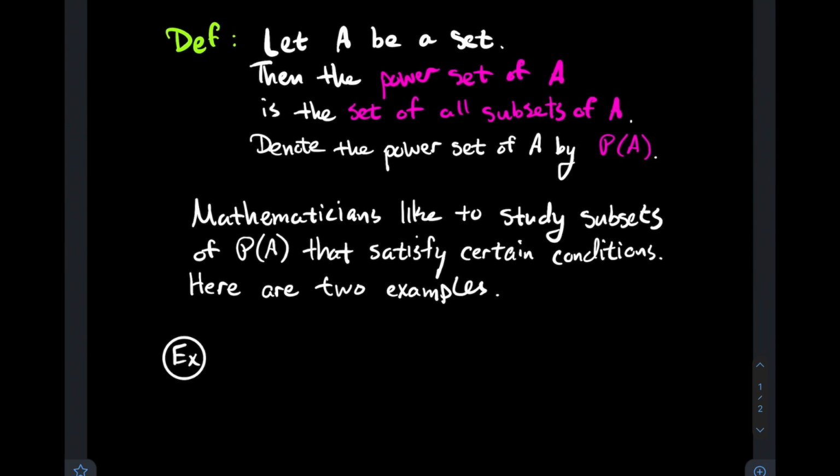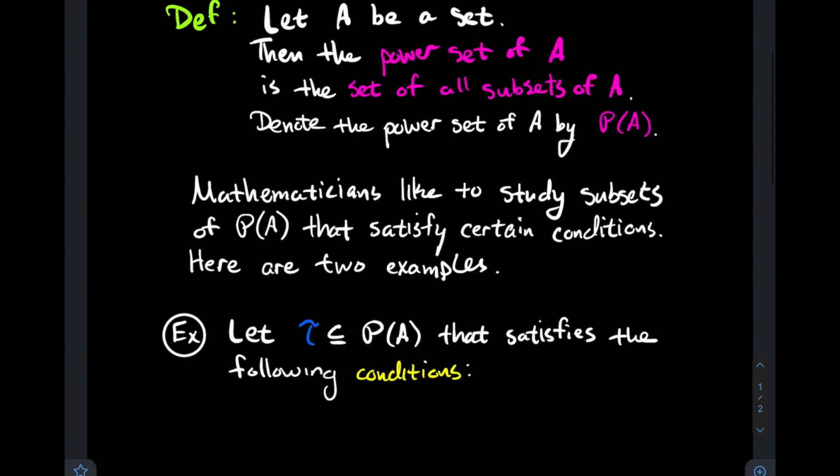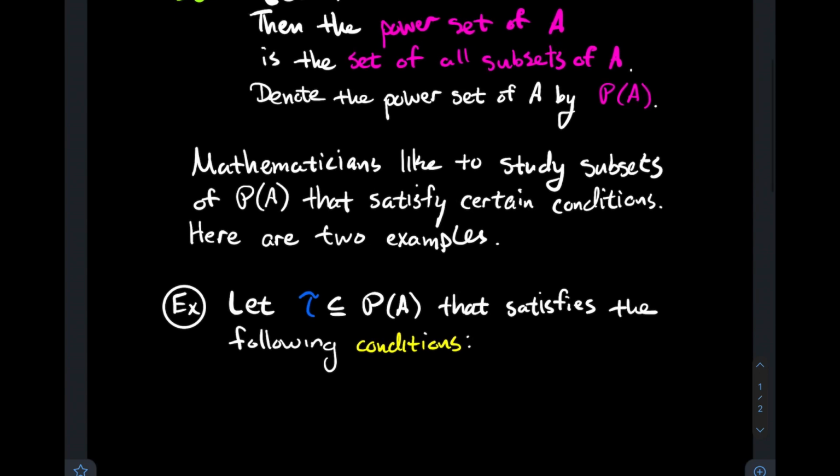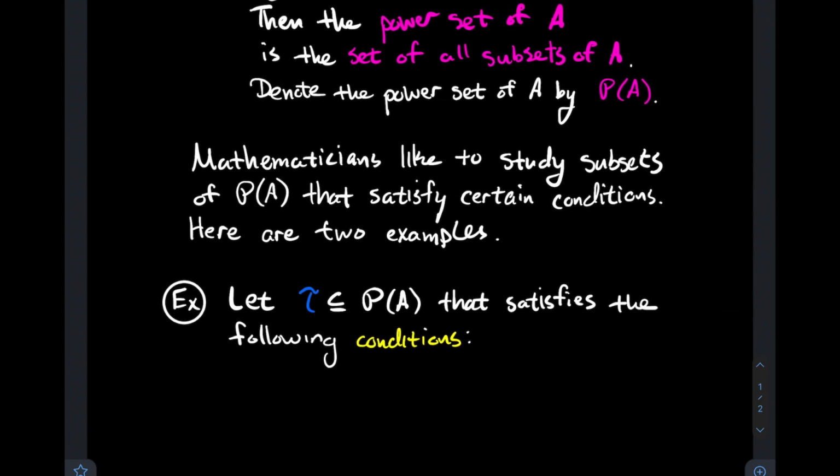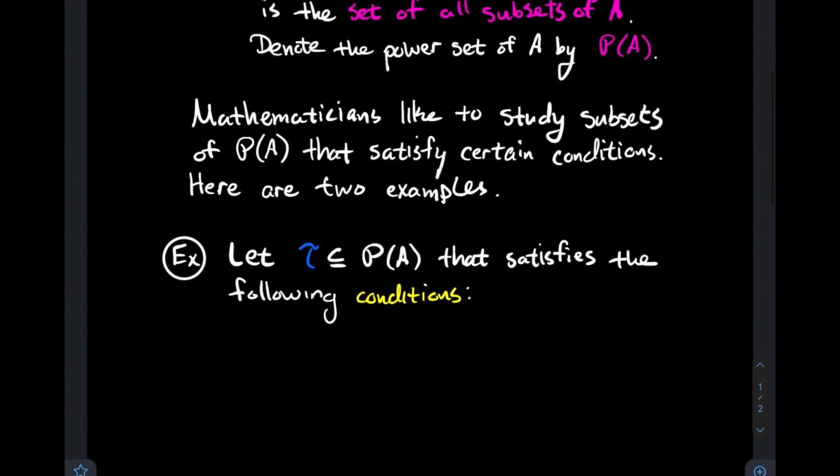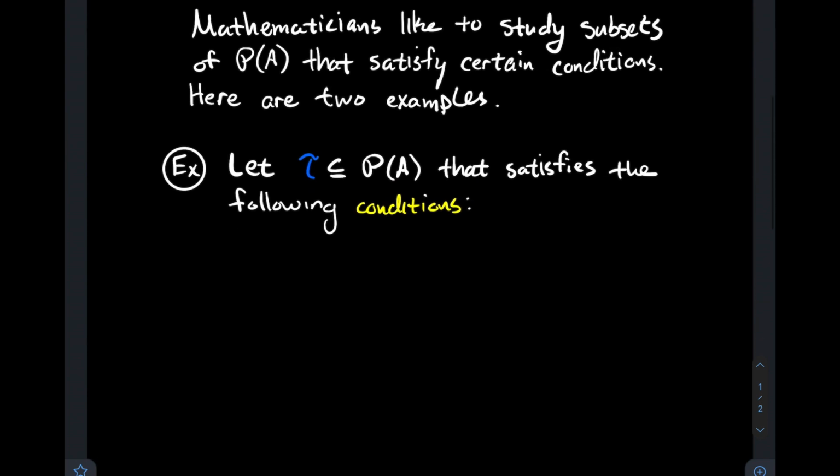The first example that we've got here: let fancy T be a subset of the power set of A. So fancy T is just a bunch of subsets of A. I'm not saying we pick all of them. I'm saying we're going to reach in and pick some. But here's what I'm going to stipulate: the handful of subsets that I picked out of the power set all need to satisfy certain conditions. And of course, when I say handful, I don't mean to imply that there's finitely many. Maybe there's a ton.